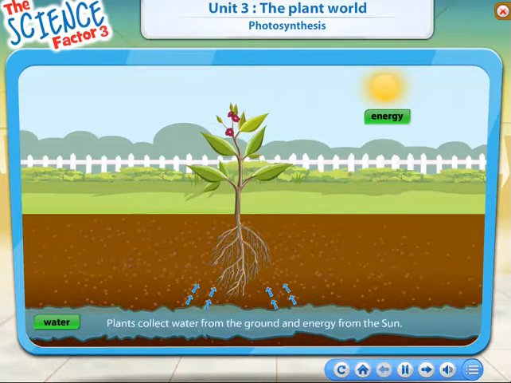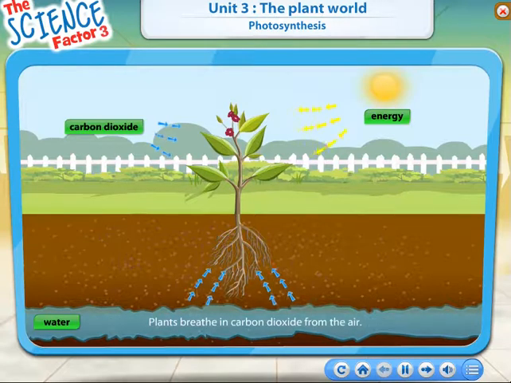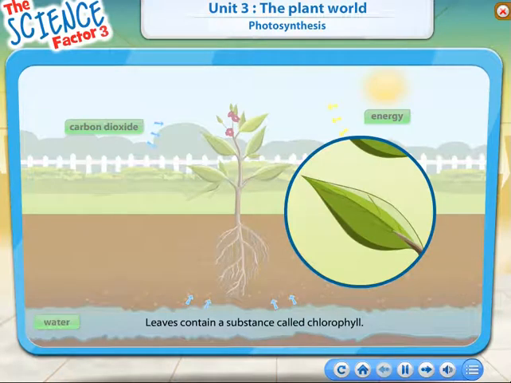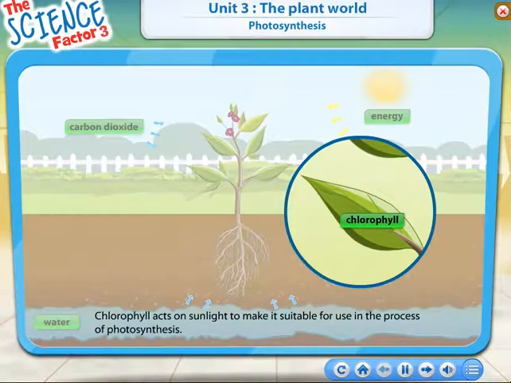A plant collects water from the ground and energy from the sun. It breathes in carbon dioxide from the air. Photosynthesis takes place in the leaves. Leaves contain a substance called chlorophyll. Chlorophyll acts on sunlight to make it suitable for use in the process of photosynthesis.